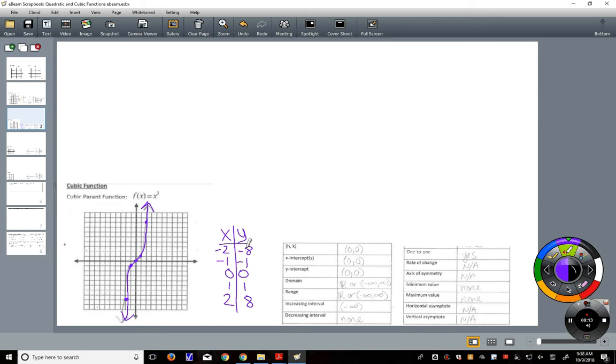Okay? So again, all the intercepts and like the H, K value, 0, 0. Okay, because it's just the parent function. We haven't moved it over. They're all 0, 0. Okay? So 0, 0 for each intercept and the H and K value.